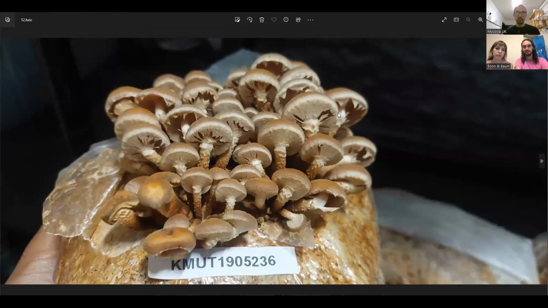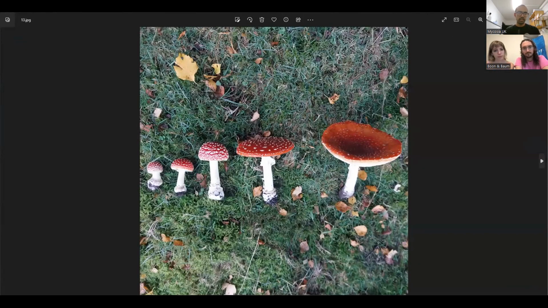This is a cool species, K. mutabilis, that I cloned from the wild. And then we get onto our symbiotic fungi. So symbiotic fungi are found in all habitat types and latitudes. They make relationships with about 90% of all plant species that exist.